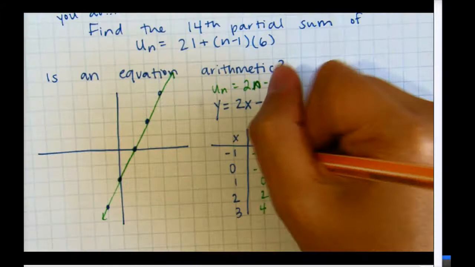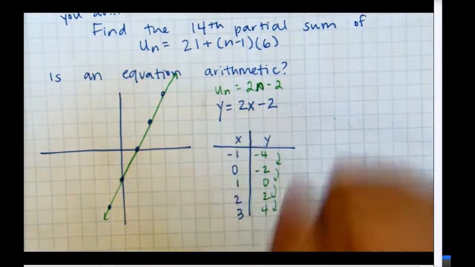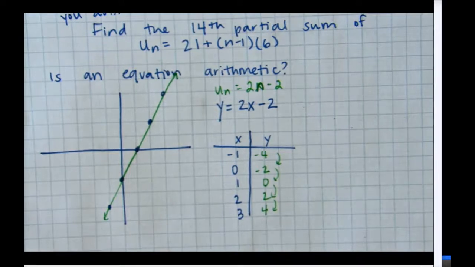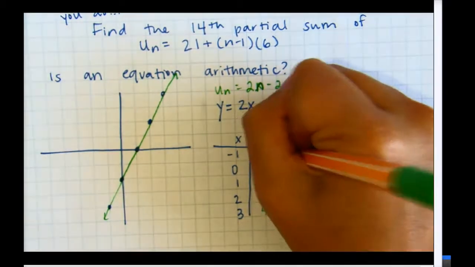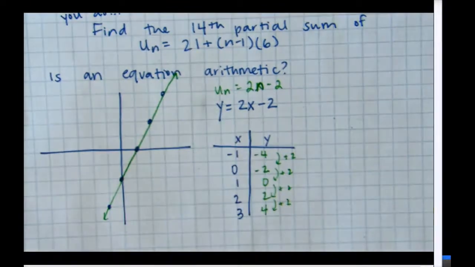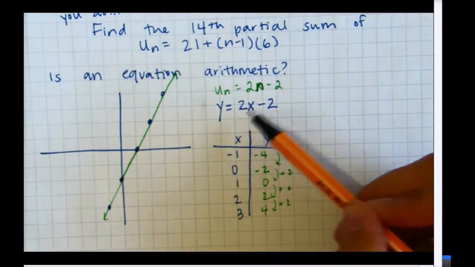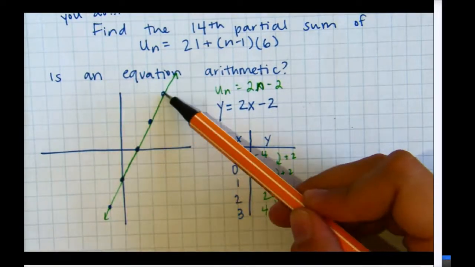Take a moment and identify, what am I doing to get from term to term in these y values? Great, you should have figured out that I'm adding 2 to get from term to term. And this is because this is a linear equation. My slope stays exactly the same from point to point.